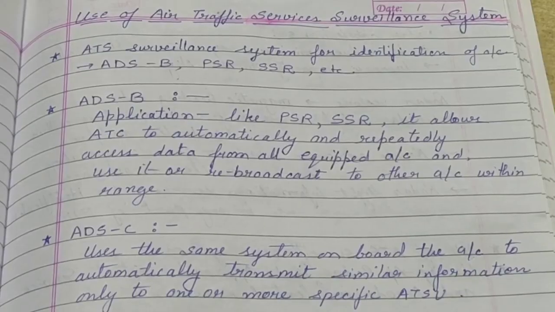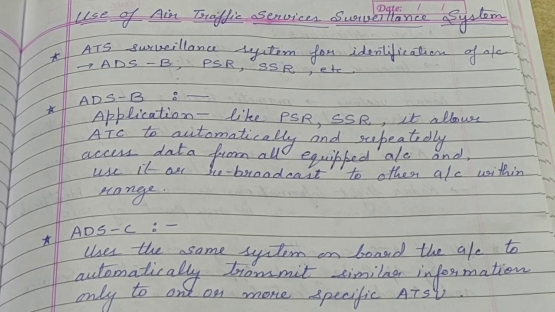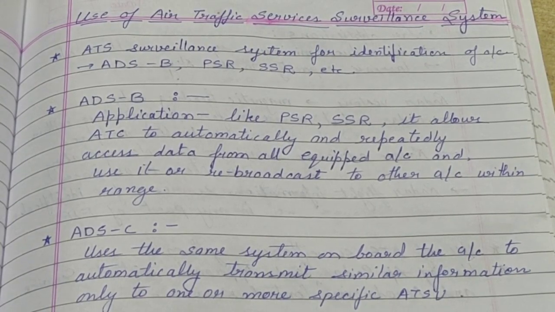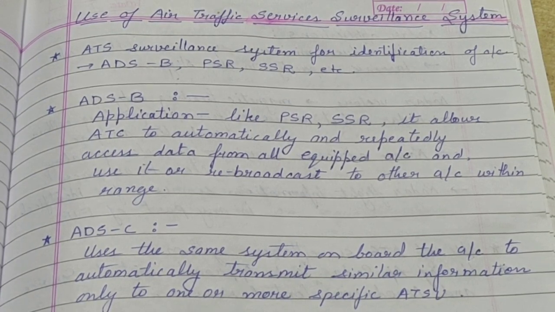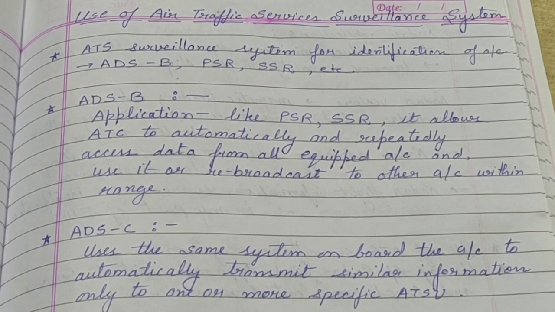So to start with, the ATS surveillance system is used for identification of the aircraft within the airspace. ADS-B is automatic dependent surveillance broadcast. PSR is primary surveillance radar and SSR is secondary surveillance radar. And there are many more which we'll be discussing later in the chapter. First I'll give you a brief overview of what ADS-B is.